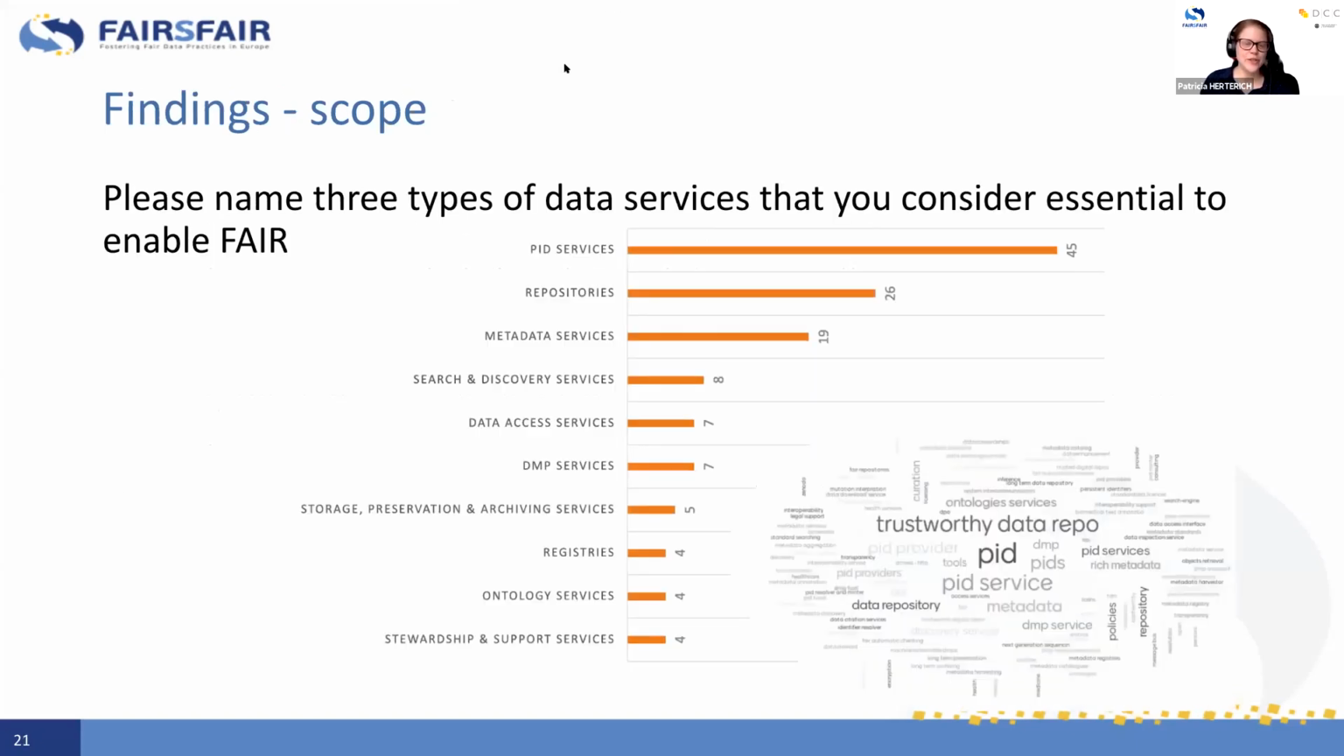And here are some findings from the sessions. In terms of scope, you can see the word cloud. So we had this as free text questions, and then did some analysis, standardization, and harmonization on top. And the main services that stood out are persistent identifier services, repositories, because they are quite established, but also metadata services, which is understandably seen as metadata plays quite a crucial role in making data sets FAIR. Next one.